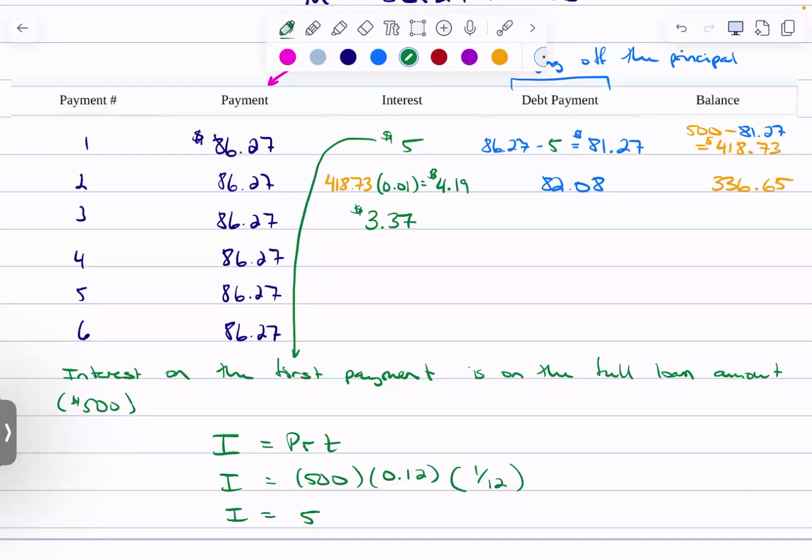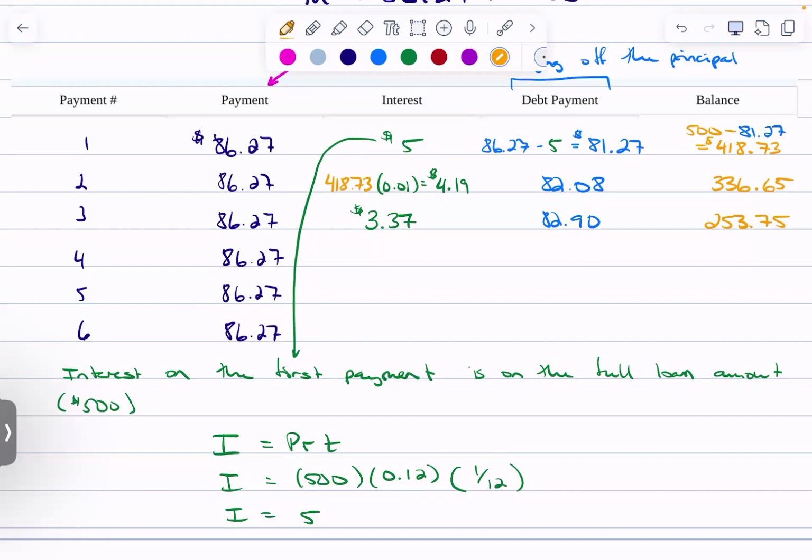86.27 minus 3.37, 82.90. Chip away at 336.65 minus that little guy, 253.75. Makes sense, right? We borrowed $500 and we're halfway through paying it off. And so I expect to owe roughly half of it, 250.